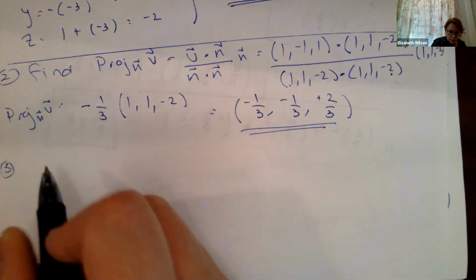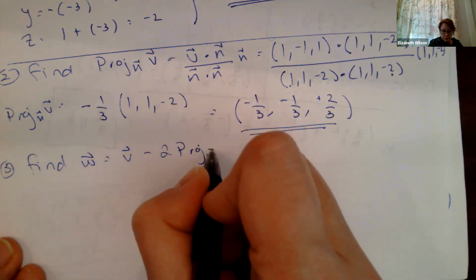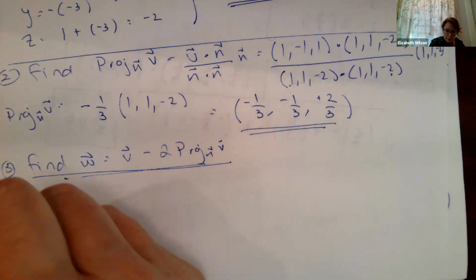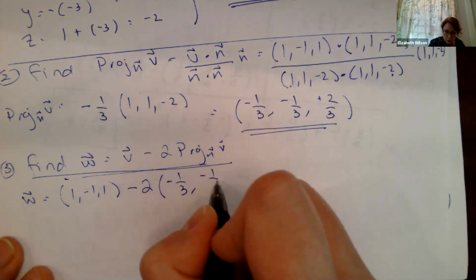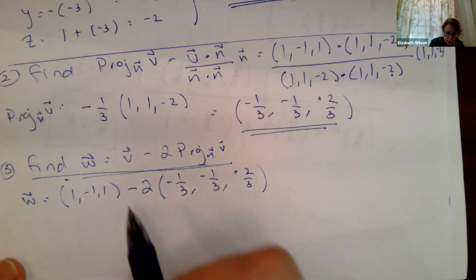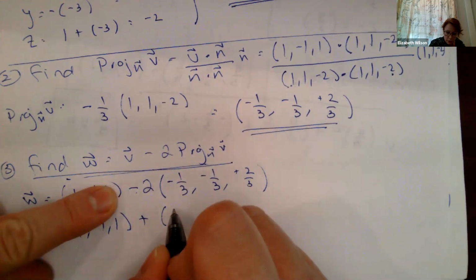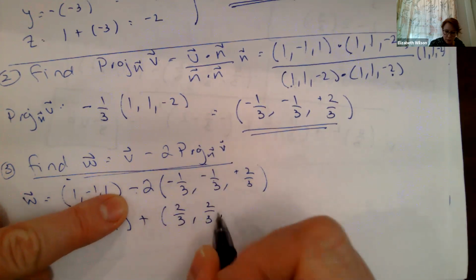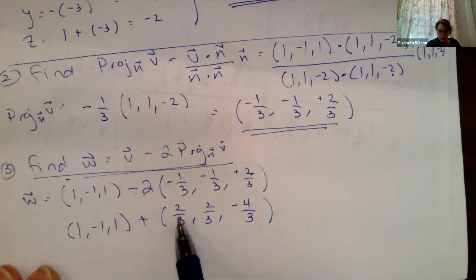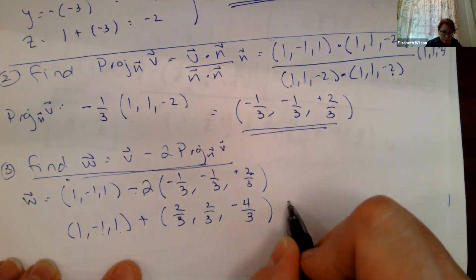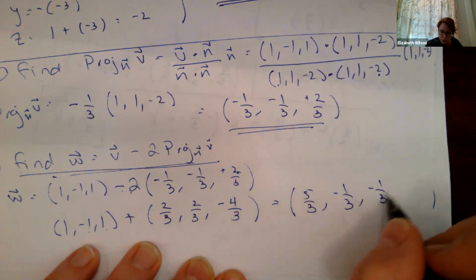Now my next step is to find my reflected vector, which is my incoming minus 2 times the projection. So my W equals my incoming vector, 1, minus 1, 1, minus 2 times my projection, minus 1/3, minus 1/3, positive 2/3. I'm going to distribute this and make it a positive. Minus 2 times minus 1/3 becomes positive 2/3. Minus 2 times minus 1/3 becomes positive 2/3. Minus 2 times positive 2/3 becomes minus 4/3. Now I add component to component: 1 plus 2/3, minus 1 plus 2/3, 1 minus 4/3 gives me 5/3, minus 1/3, minus 1/3, and that equals my W.